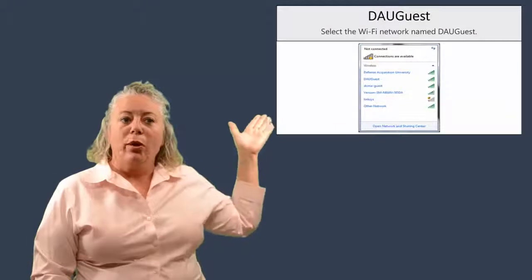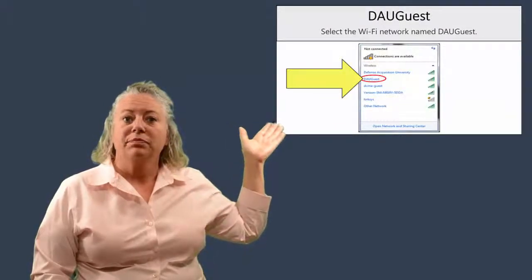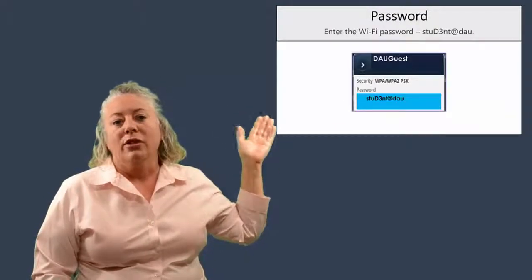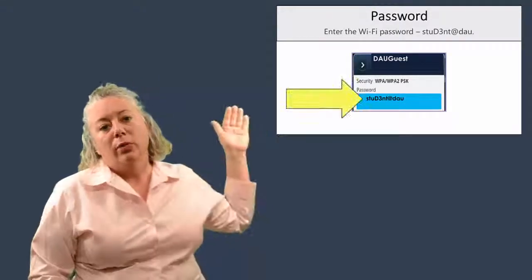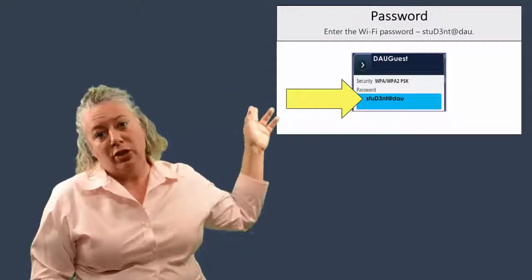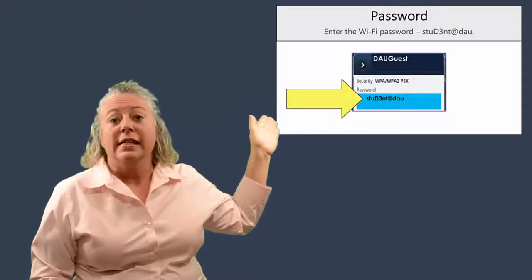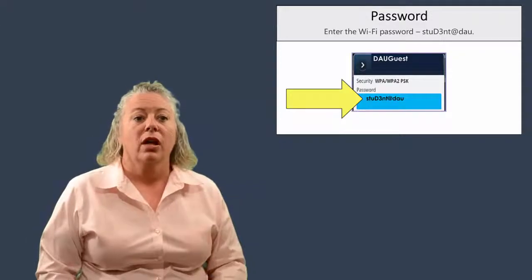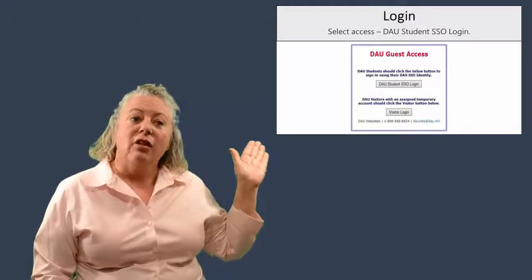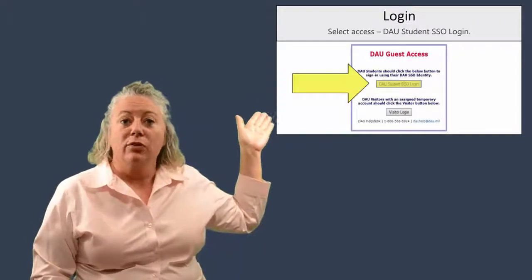First, you want to select the DAU guest. Then you want to go ahead and look at our password. Now here we go. With our password, you want to pay particular attention to the D being capitalized and the 3 instead of the E. When you have a choice of logins, choose the SSO student login.